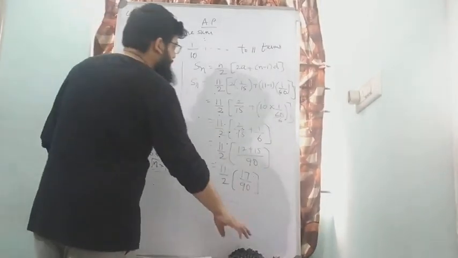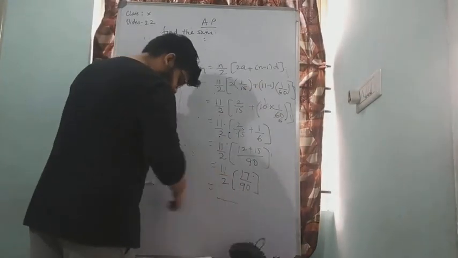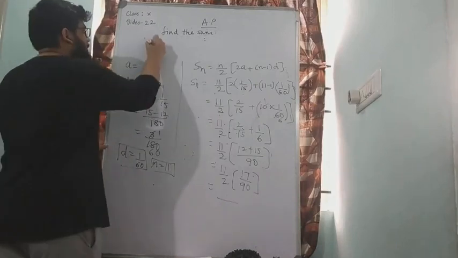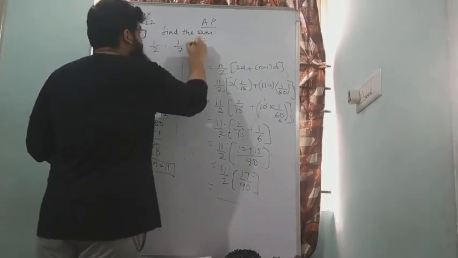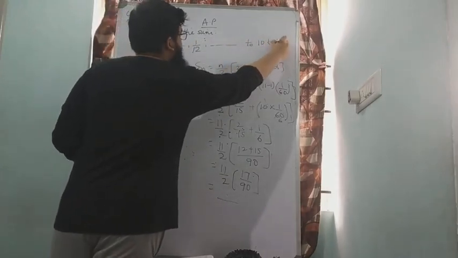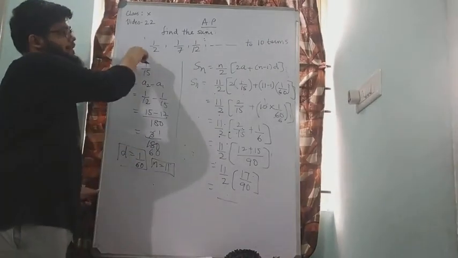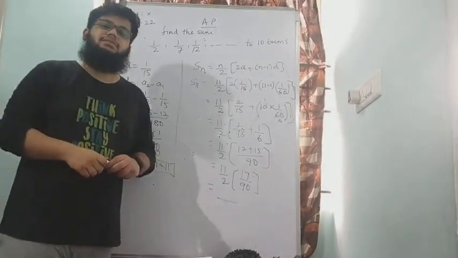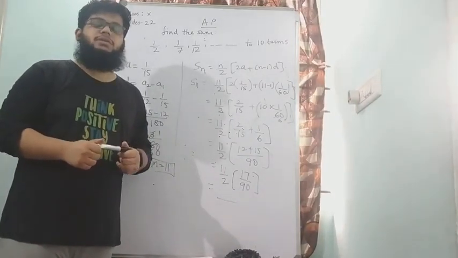Based on the same table, I would like to give you one question as homework. So please do try this one. You can try with 1 by 2, 1 by 7, 1 by 12, up to 10 terms. I want you to try this question as homework and then tell me what answer you will get after simplification of that question, and do ask your doubts in the Google Classroom app.